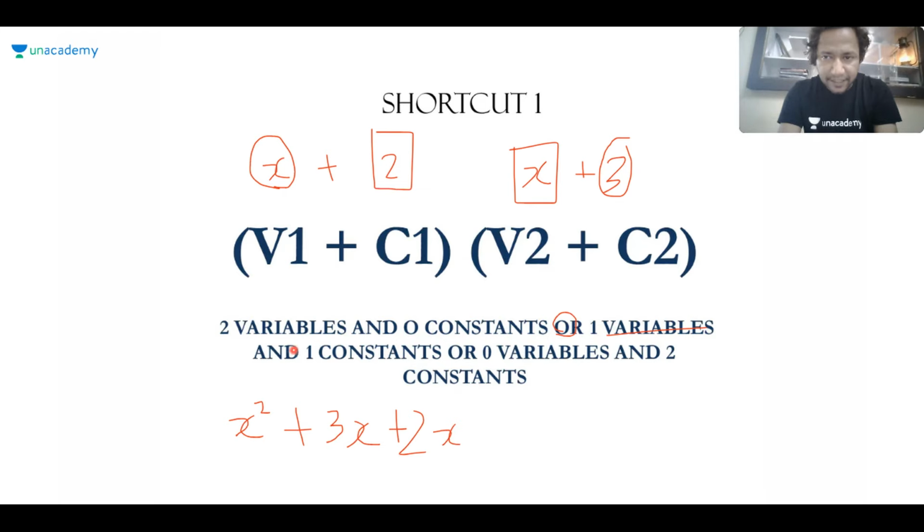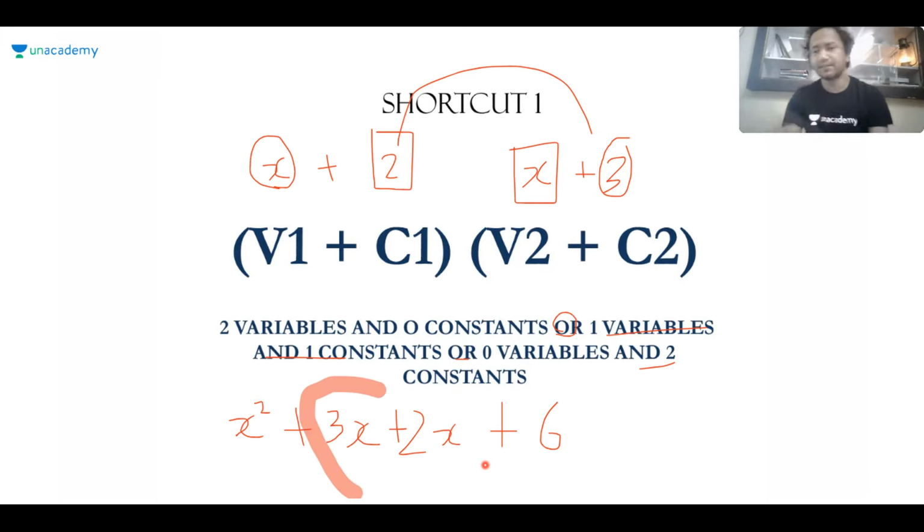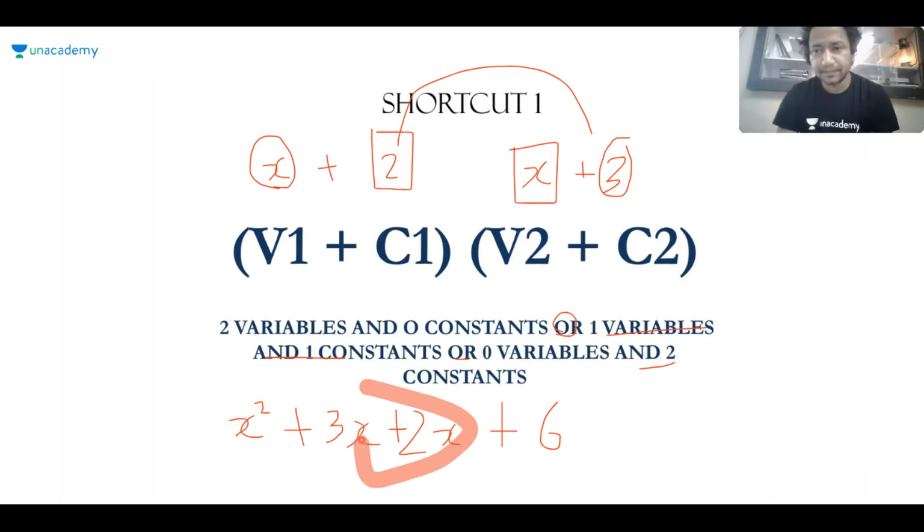Then comes again OR, zero variables. We don't select any variable, no x's. And then two constants. The two constants are 2 and 3. I need to multiply them. That becomes 6. I hope this one is clear to everyone. x square plus 5x plus 6. The intermediate step, we can directly add and then write in our notebooks. That's clear? That was easy? Okay.